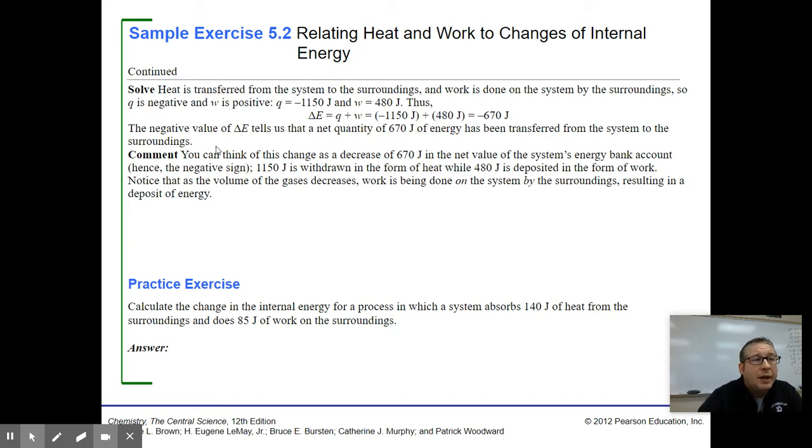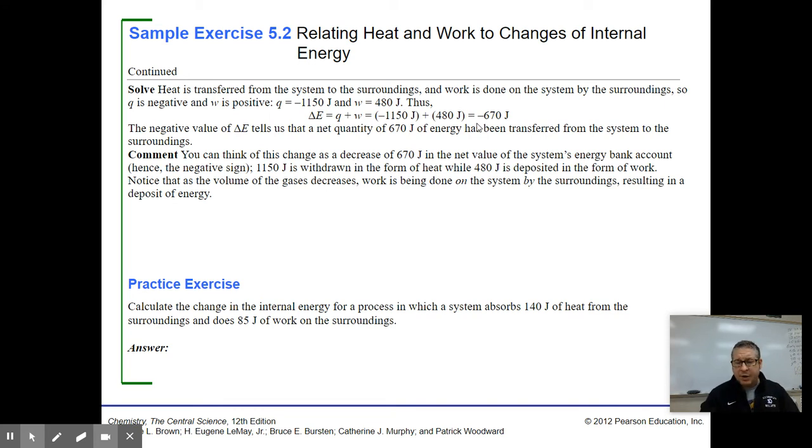So again, we have delta E equals Q plus W equals negative 1150 joules plus 480 joules, and we get an overall change in energy of negative 670 joules. What that negative sign tells us after our calculation is done is that there is a net loss of energy by the system. Since it is a net loss of energy with that negative sign, it is an exergonic process, because again, it's exiting the system.